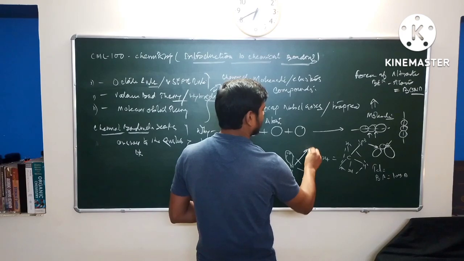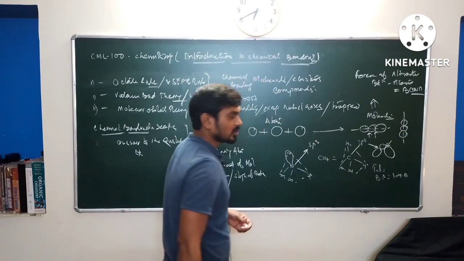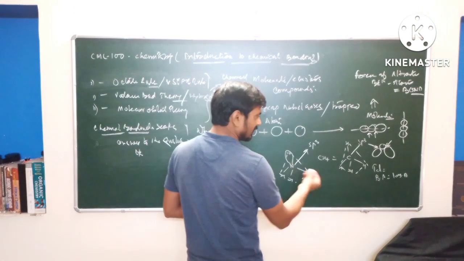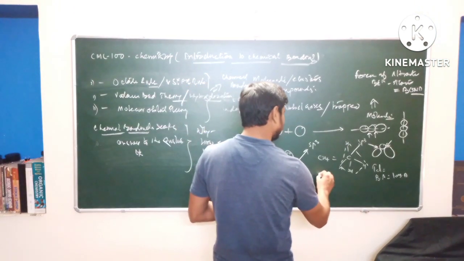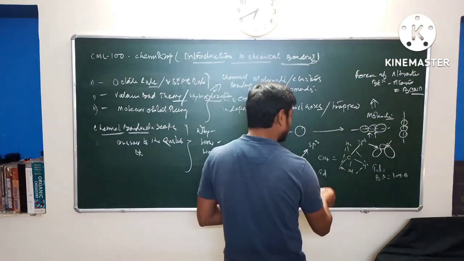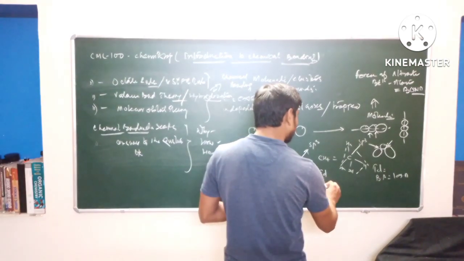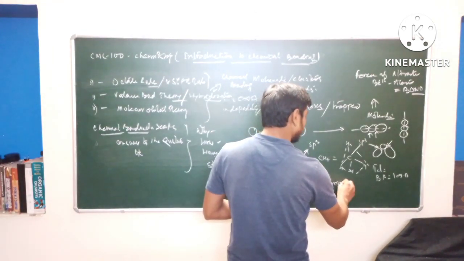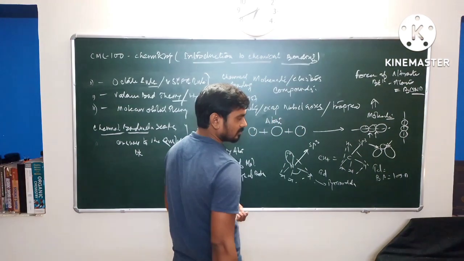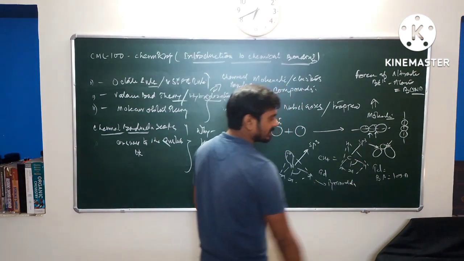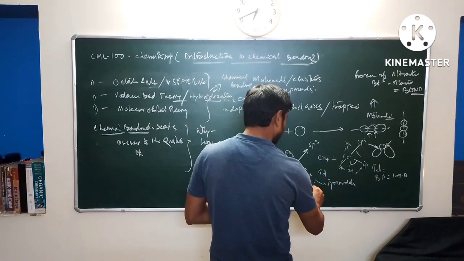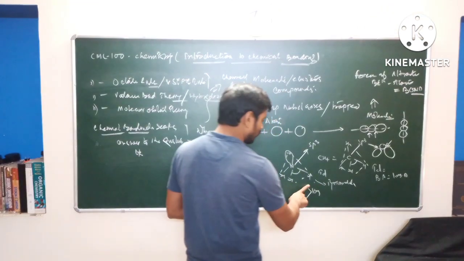If I take NH3, what is the hybridization at the nitrogen atom? sp3, isn't it? What is the geometry? Tetrahedral. What is the shape? Shape of this ammonia is what? Pyramidal, isn't it? What is the bond angle? It is exactly 109? No, it is less than 109.